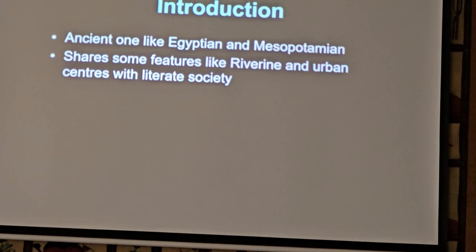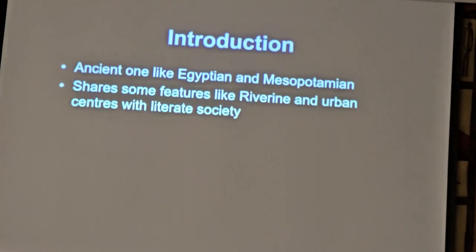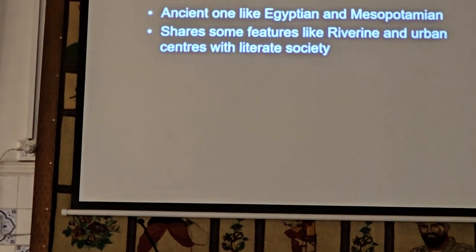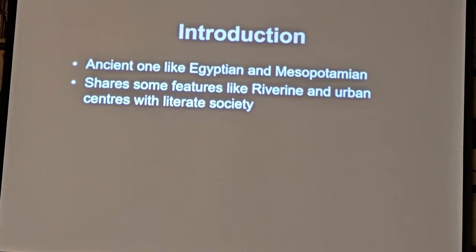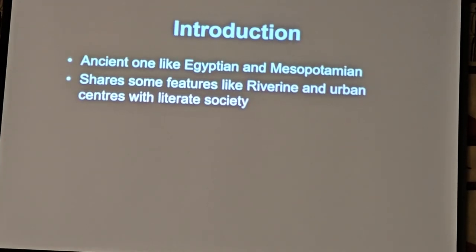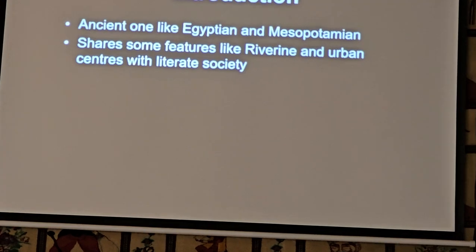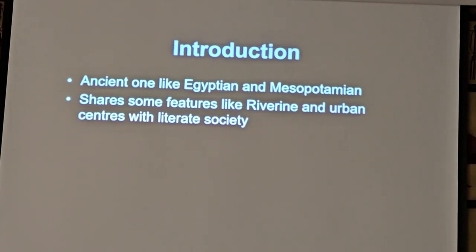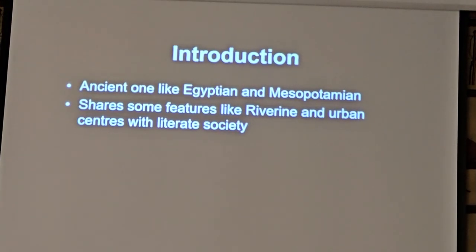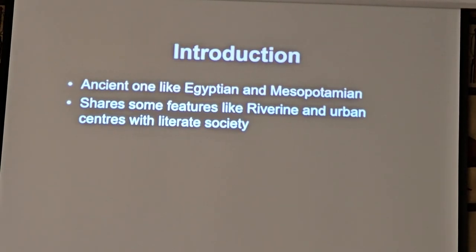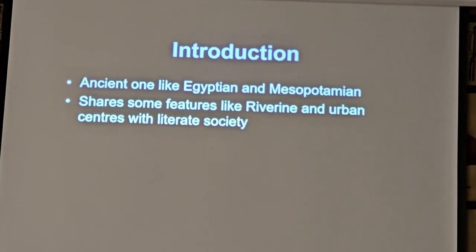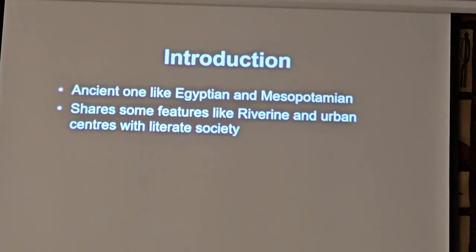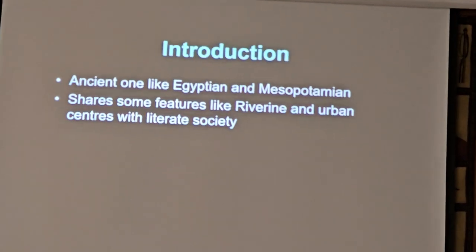And the third feature is the riverine nature. Riverine nature means that the civilization developed on the banks of different rivers. Our civilization, the Indus Valley civilization, developed on the bank of the Indus River and its tributary rivers. So not only the Indus River, but also the other rivers which are part of the Indus River system, such as Ravi, Beas, Sutlej, Chenab, Hakra. There are big cities, civilizations, and small towns developed on their banks. So this is a common feature found among all these civilizations.